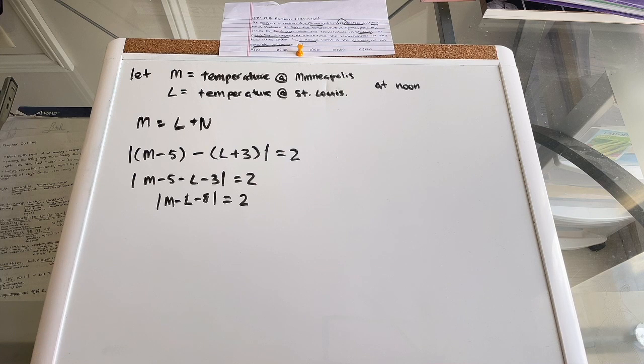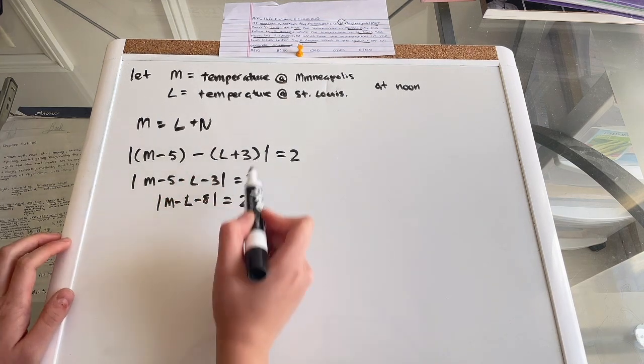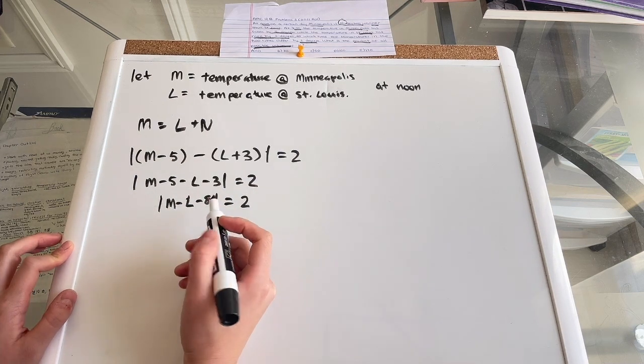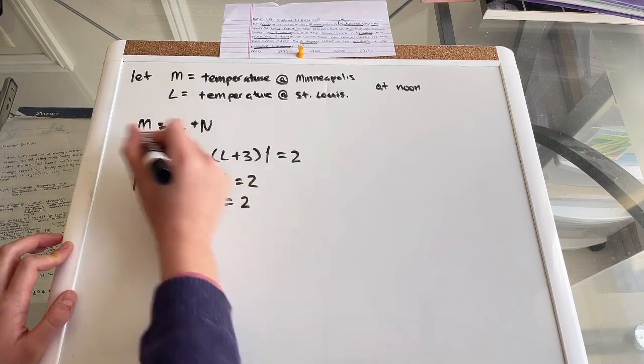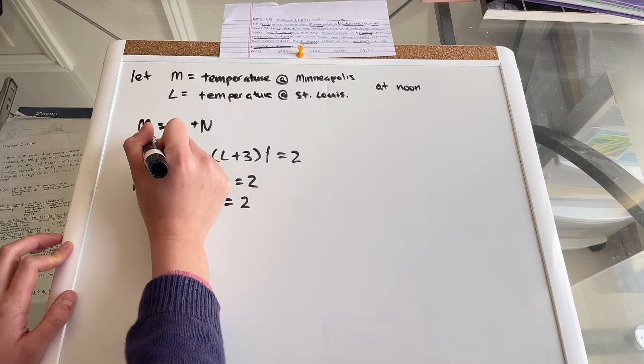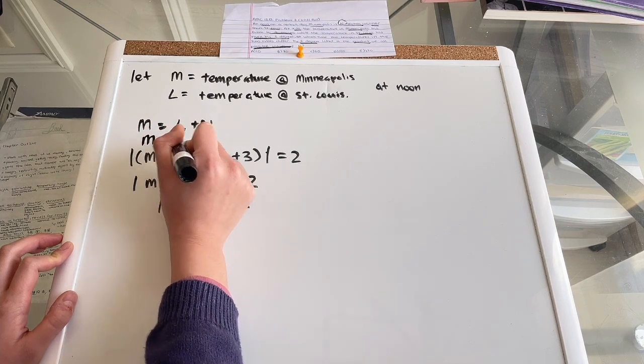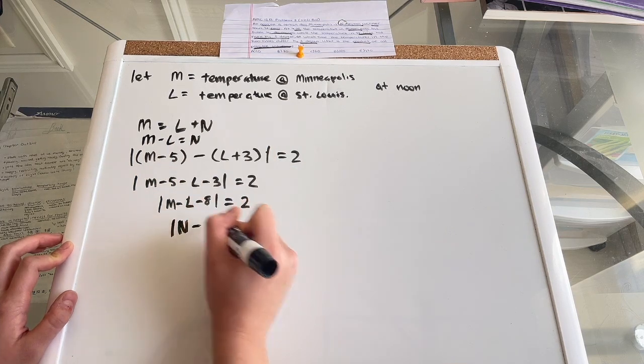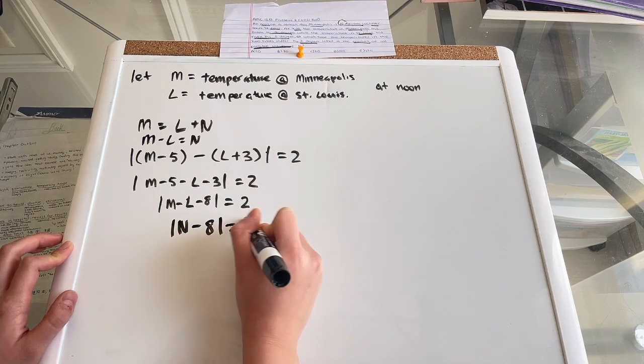So remember, we are trying to find what is the product of all possible values of n. So we are trying to find an equation that uses the variable n. And since we can represent n using the variables L and m, we can substitute it right here. So right here, it is m minus L, and we can get it from here. So if we move L to the other side, then we get m minus L equals n. So we can substitute that in, and we get the absolute value of n minus 8 is equal to 2.